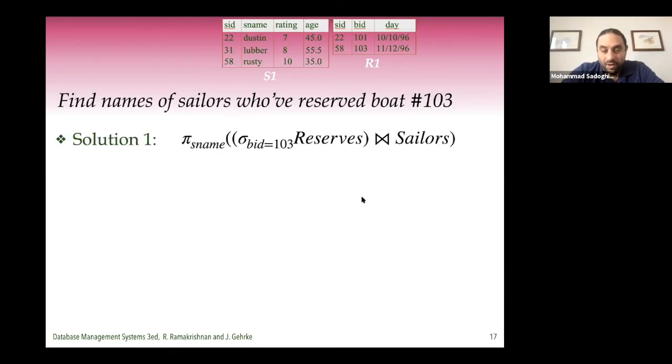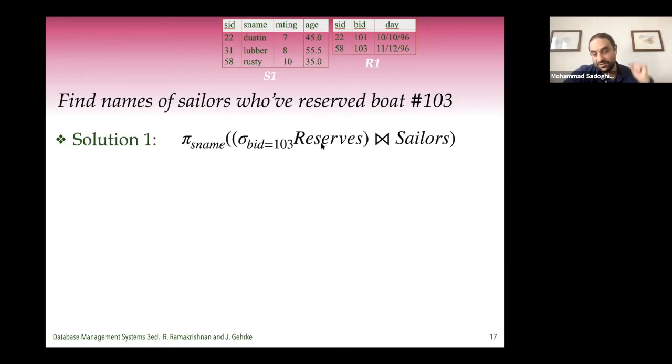One basic thing we could do is apply a filtering condition on the reserve table, extracting only the rows with boat 103, meaning dropping any row whose boat ID is not 103. The result of that, we join with the sailor. That will give us all the sailors who have reserved boat 103, and then we just project out their name.